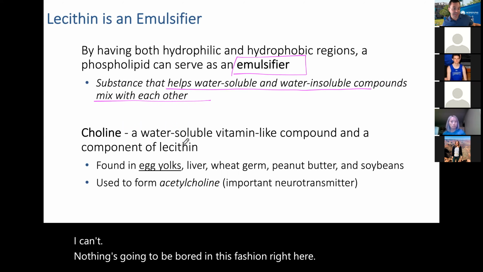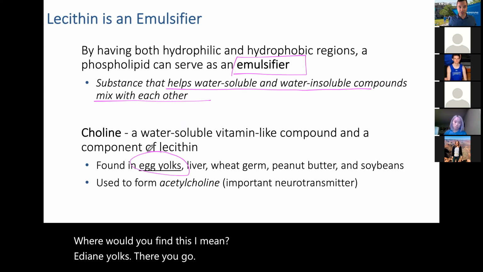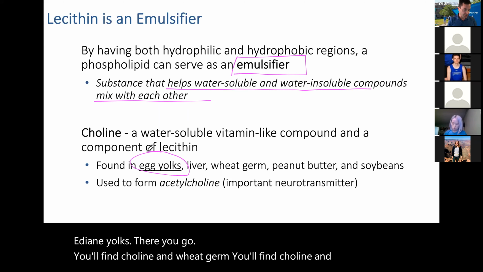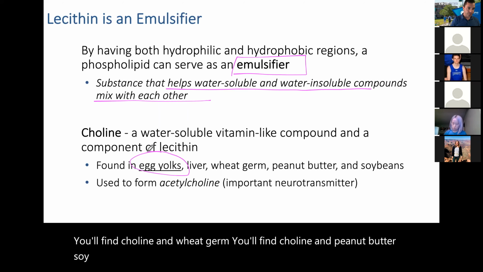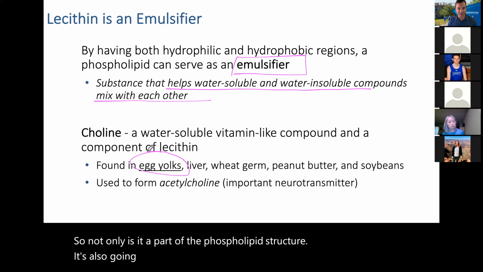Where would you find this? Well, eat egg yolks, there you go. You'll find choline in wheat germ. You'll find choline in peanut butter, soybeans. So not only is it a part of the phospholipid structure, it's also going to form something really dang important: acetylcholine.